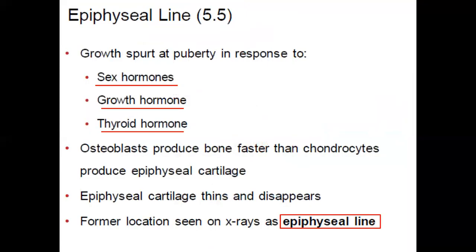They grow in response to sex hormones like estrogen, progesterone, testosterone, growth hormone, right? Growth hormone would make sense, and some thyroid hormones. Basically, osteoblasts can produce bone faster than chondrocytes at the epiphyseal cartilage. And that cartilage eventually thins out and disappears when you stop growing.